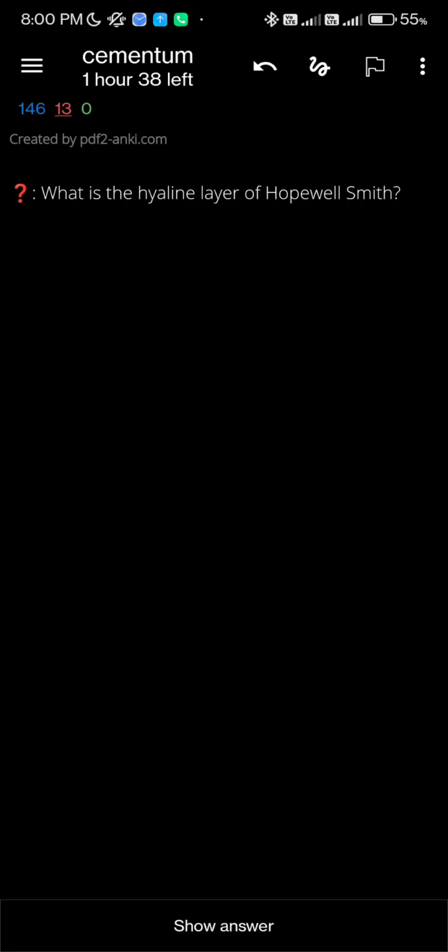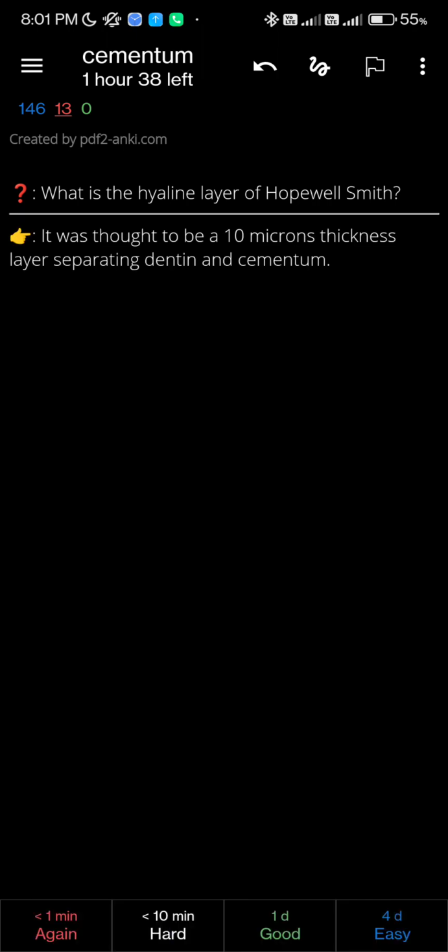So what is the hyaline layer of Hopewell Smith? It is about a 10 micron thick layer between dentine and cementum, separating dentine and cementum. What is the primary function of cellular cementum? The primary function of cellular cementum is attachment.